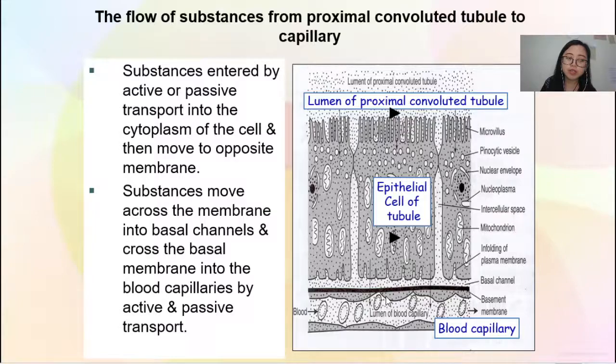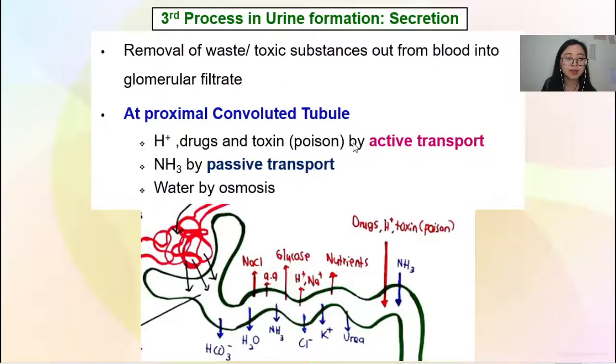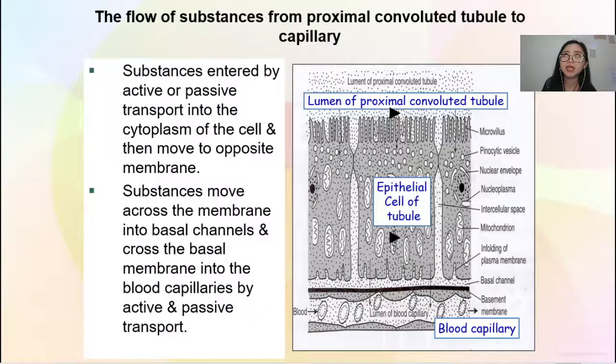Substances move across the membrane into the basal channels and across the basal membrane into the blood capillaries by active and passive transport. So benda akan naik dari atas, passing atas sini, pas melalui epithelial cell, melalui cytoplasm dia dan kepada blood capillary. Dia boleh melalui active transport, boleh melalui passive transport. Okay, so sekian itu untuk reabsorption.